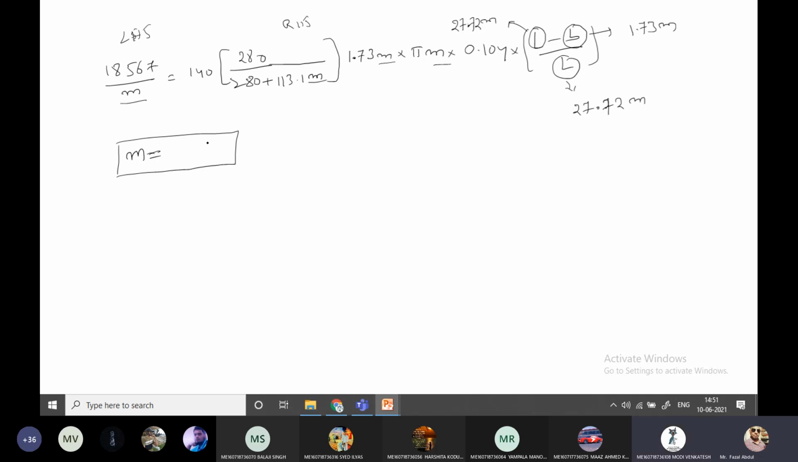Everything is written on the screen. B value we got is 6.877, sir. B value? 6.877 into M. Okay, 6.877 M. Okay, now do it. This is wrong, this is the correct one.